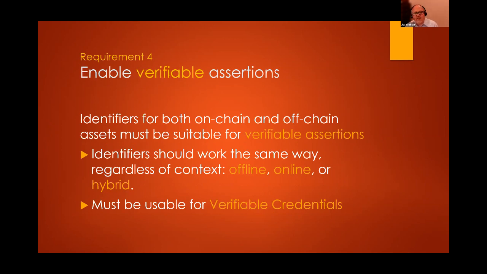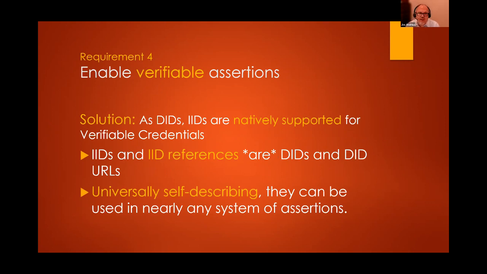Requirement 4, we needed to be able to enable verifiable assertions or verifiable credentials, but really it could be any kind of assertion. And so the identifiers for both the on-chain and the off-chain assets have to be suitable for this kind of use, these verifiable assertions, and they should work the same way, whether they're offline, online, or some sort of hybrid situation, because maybe you're only temporarily online. And they must be usable for verifiable credentials. So this one was particularly easy. In fact, a lot of these requirements are easy because IIDs are DIDs, and DIDs are natively supported for verifiable credentials. So IIDs and IID references are DIDs and DID URLs or DID URIs, depending on how you want to talk about it. And they are universally self-describing. So they can be used in nearly any system of assertions.